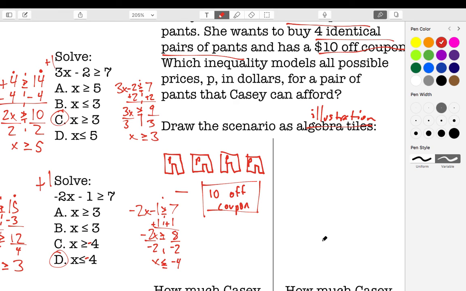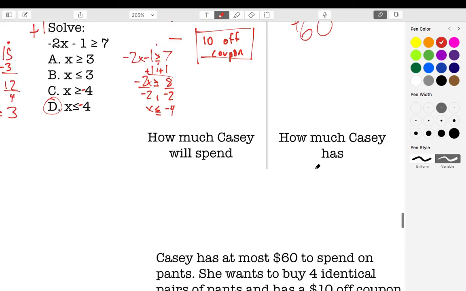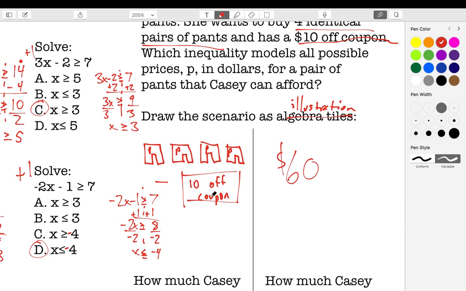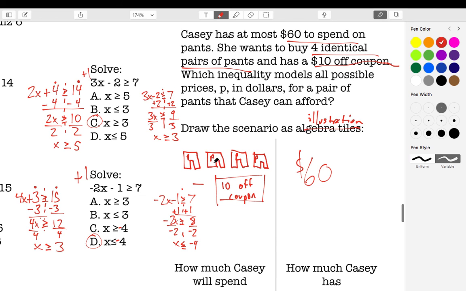Now, what about this part? How much did Casey have to spend? $60. So we're just going to write $60 here like we did yesterday. Okay, now if they have something similar to this, I want to see that they understand that the 4 identical means that you have 4 variables. That way it's easy to put 4p minus 10 and then the 60 here. And you want to spend more than 60 or less than 60? Less. So this way it's very easy to convert to this part.